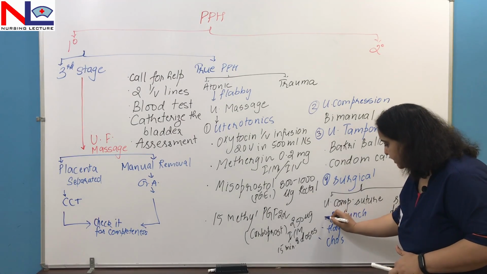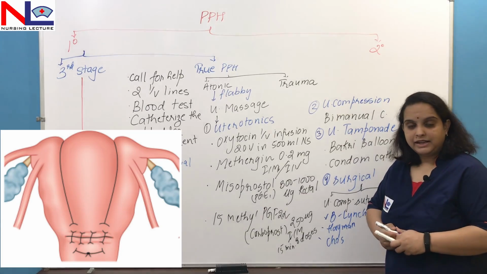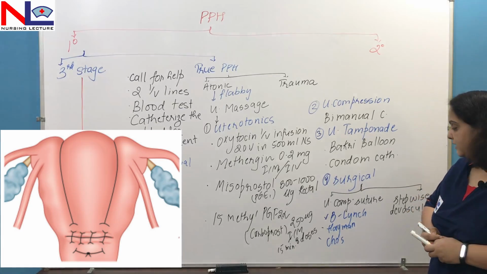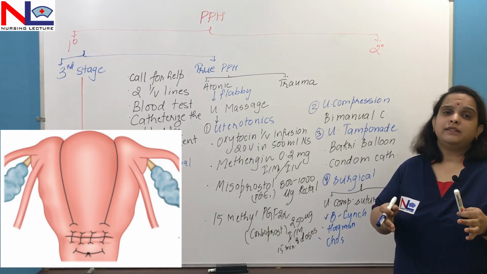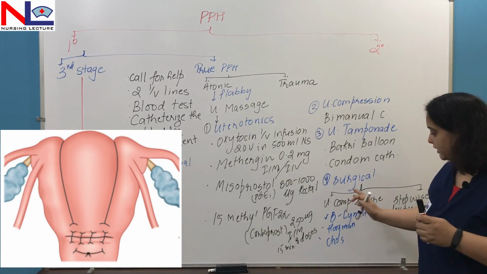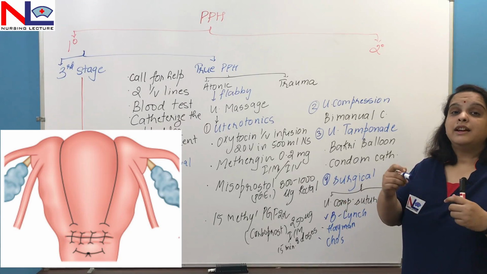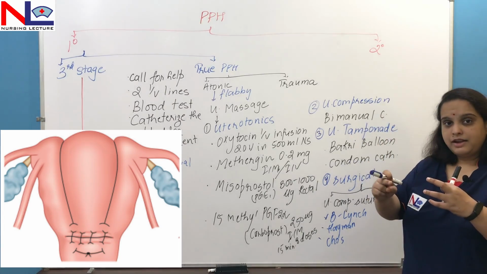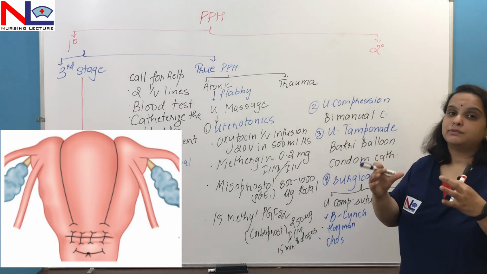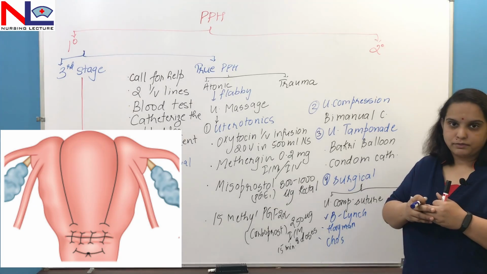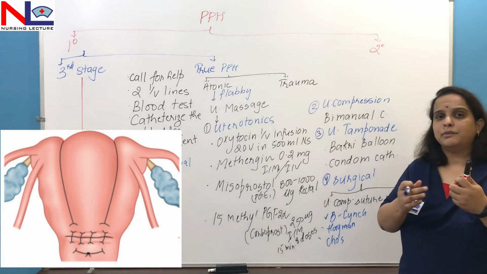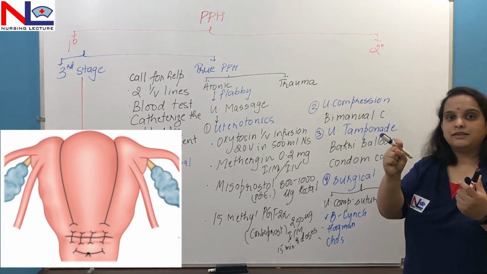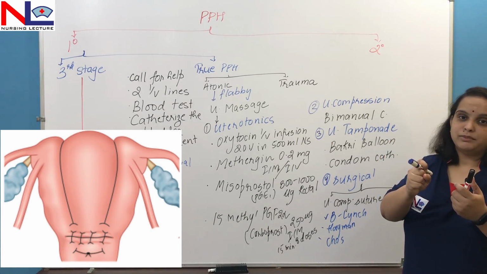But the most commonly used is the B-Lynch technique, where this suture technique is suggested by B-Lynch. Here I am not going into detail, but what this B-Lynch suture does is it will compress the uterus by this suture, and by this compression the uterus becomes hard and further the bleeding stops. Because the basic thing is, once the open sinuses become compressed, thereby the bleeding stops.